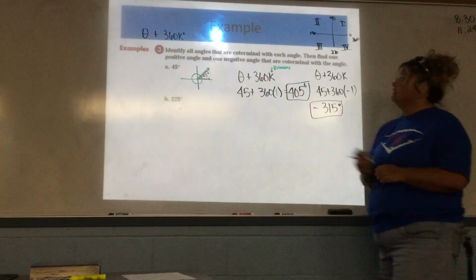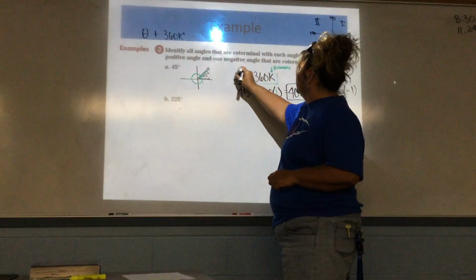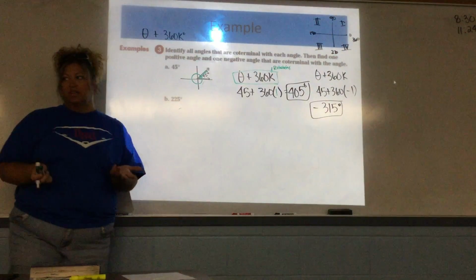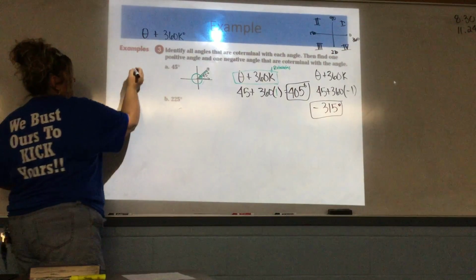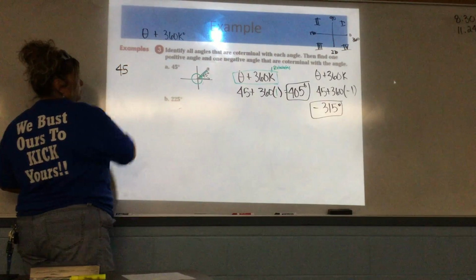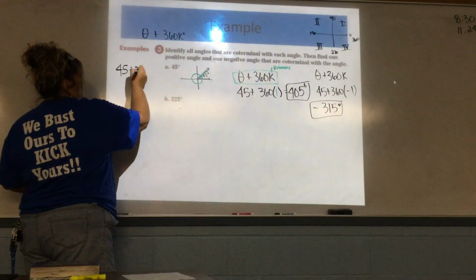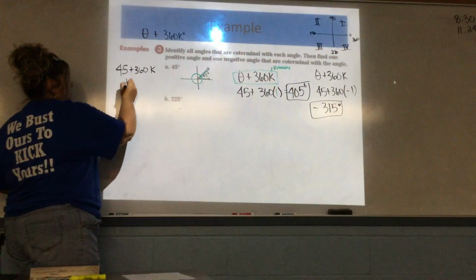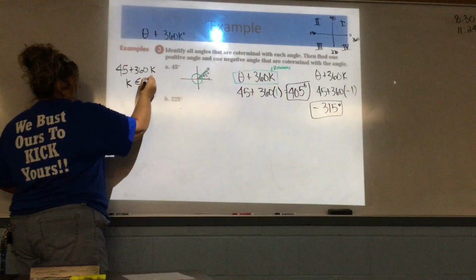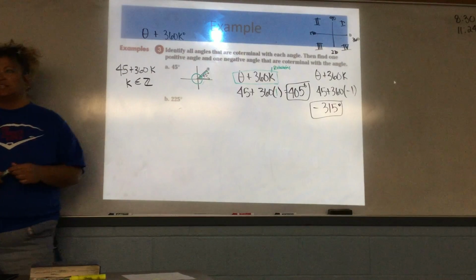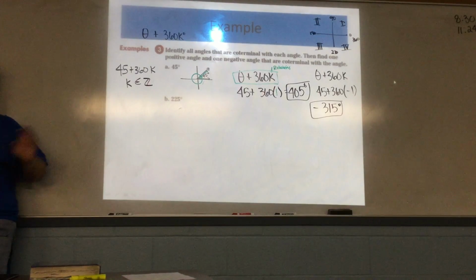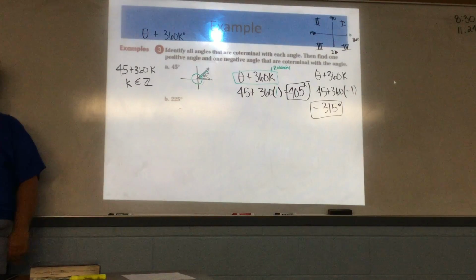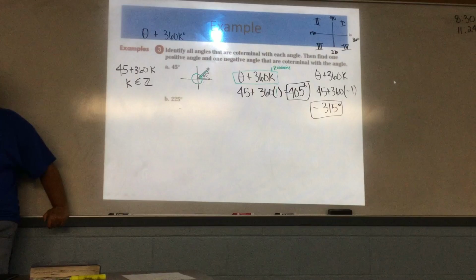Doesn't this give me infinite possibilities? Yes. So let's write that. What did we say theta was? 45. So if I take 45 degrees, which is my theta, and I add 360k, where k has to be an integer. We said that earlier. That is the infinite amount; I can pick anything for k.